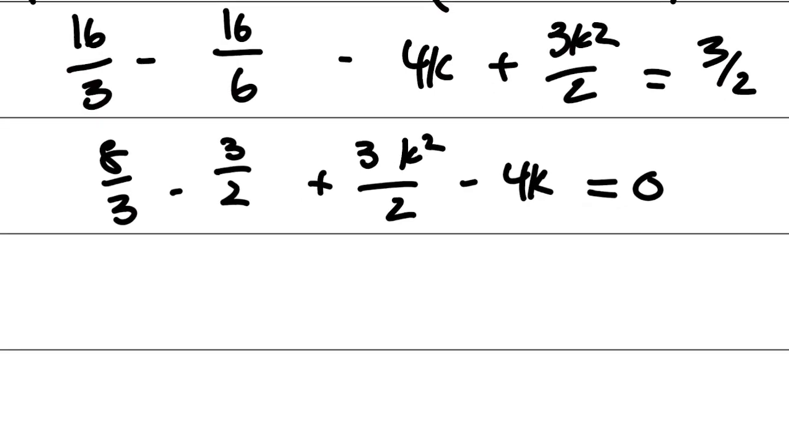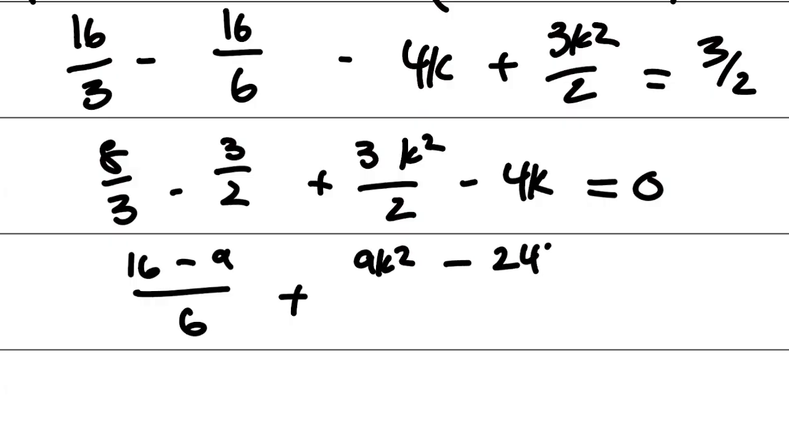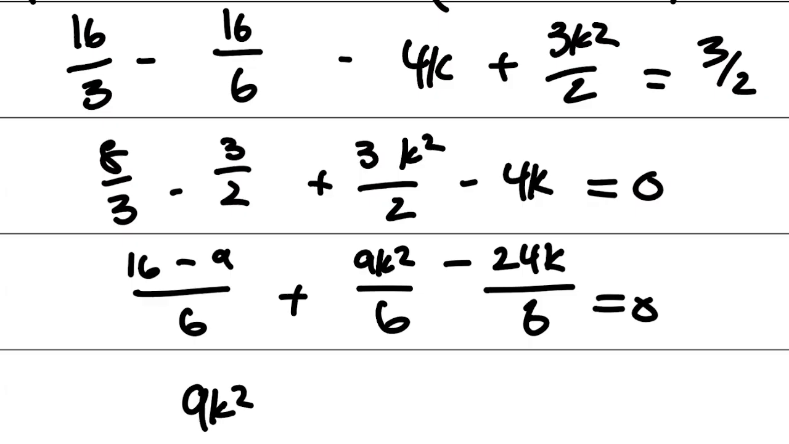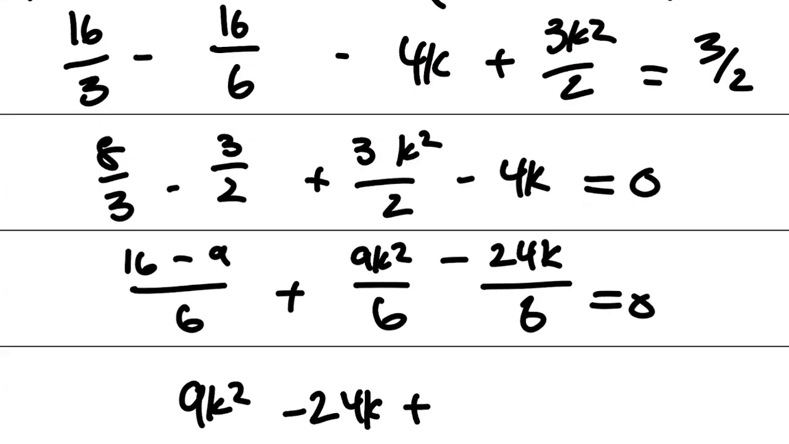Then we can start cleaning this up, and it's now just going to basically be a quadratic. So I can rewrite these constant terms. That's going to be 16 minus 9 rather on 6 plus, I'll make everything with a base 6, so that will be times by 3, so 9k squared minus 24k on 6. So we're going to have 9k squared minus 24k plus, what's that, 16 minus 9, that's going to be 7 equals 0.